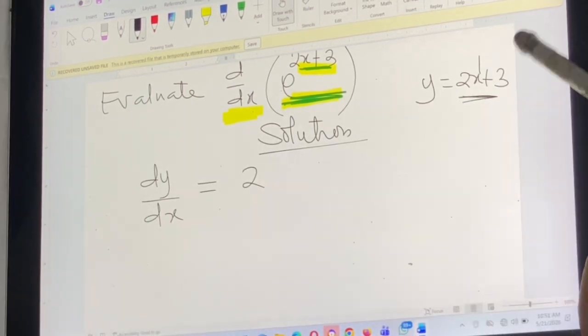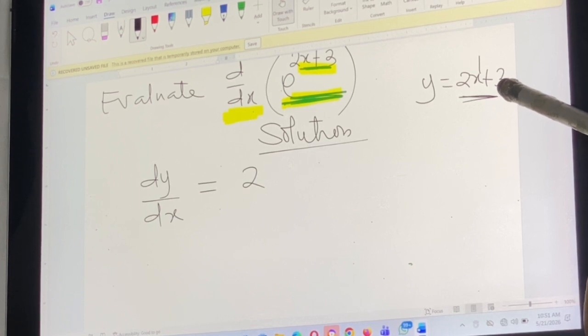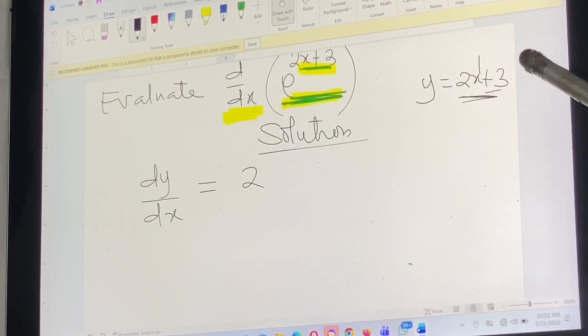Now, some persons will ask, what about the 3? Now, this 3 here is a constant value, and the differential coefficient of a constant value is equal to 0. What is a constant? A constant is any digit that has no letter attached to it. Please take note. So when you differentiate this here, we have this to be 2.